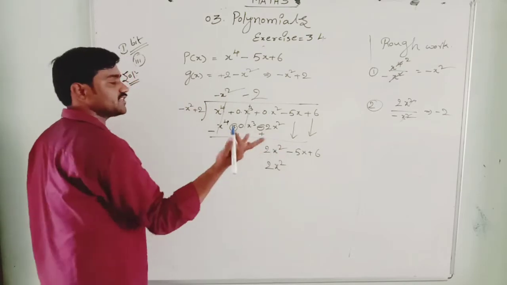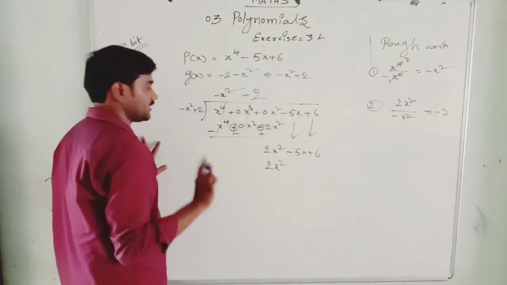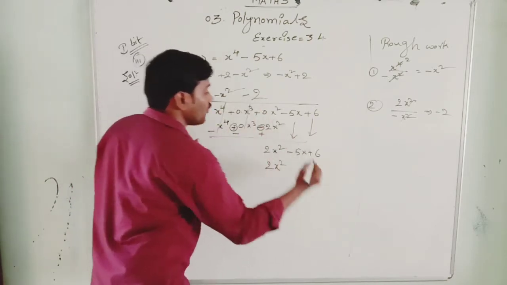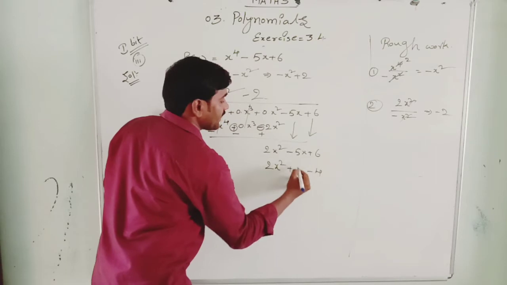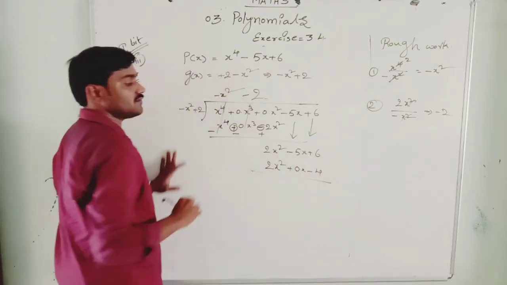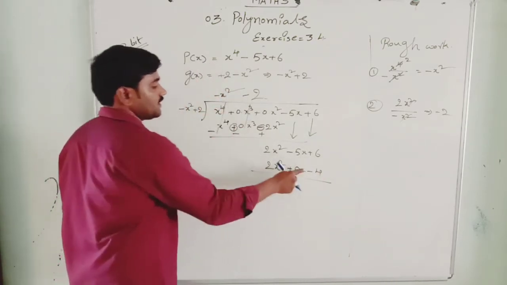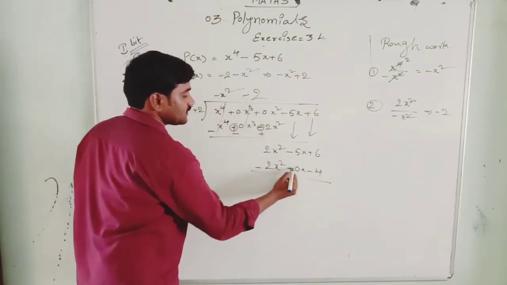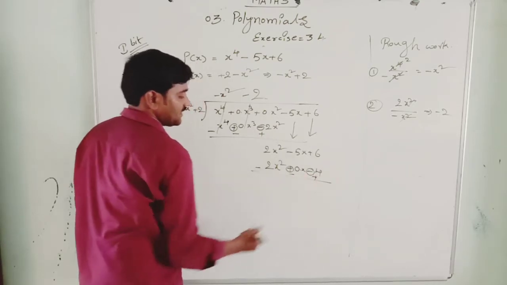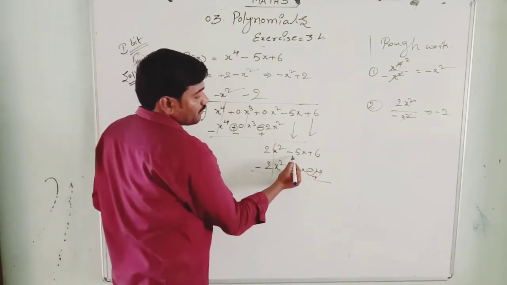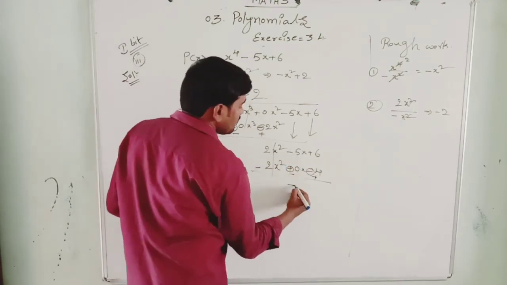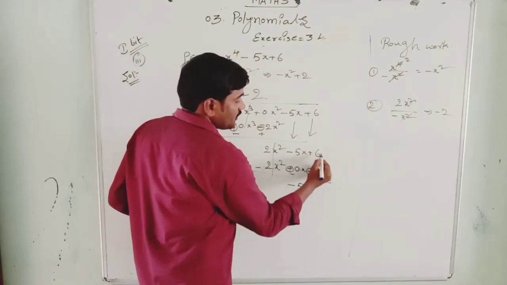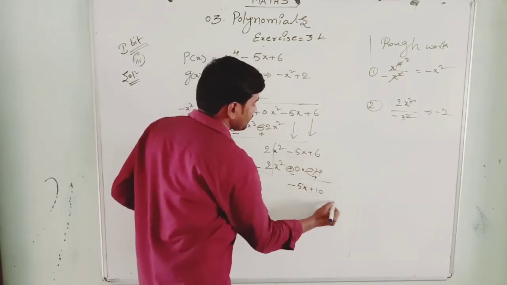Always we get this first term the same. You have to get it, or you have made a mistake. Minus into plus is minus 2 into 4, minus 4 with again this term as a 0. There is no x term. This is minus, and this becomes a plus. These both will cancel. Minus 5x minus 0x, that means minus 5x only. Here 6 plus 4 is 10.